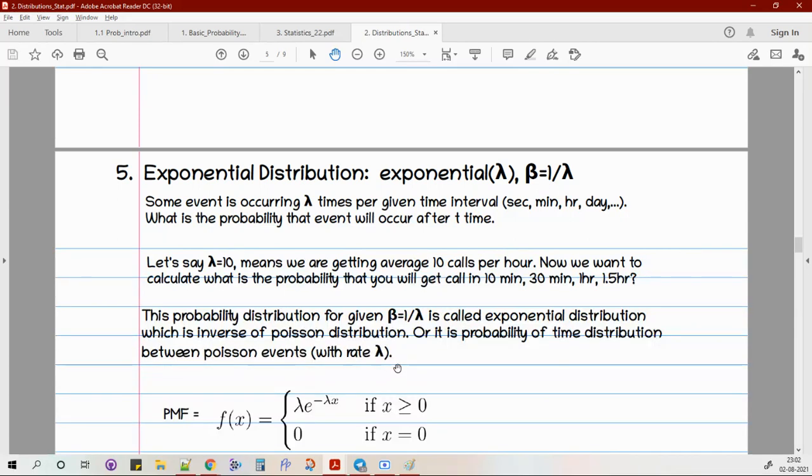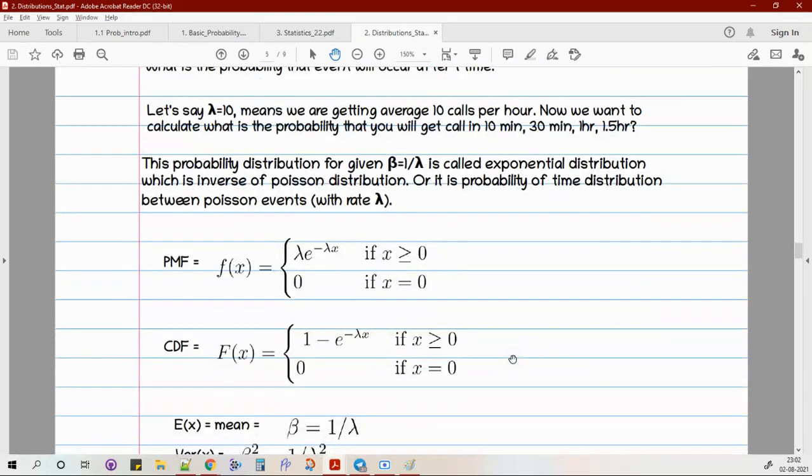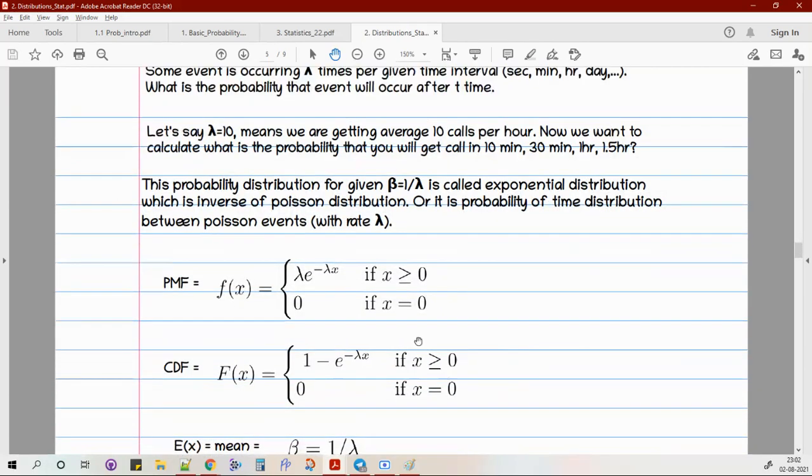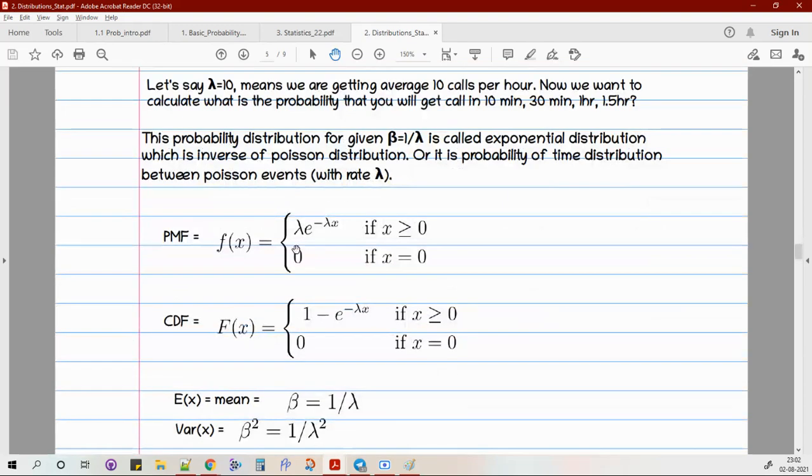The minutes per call, right? How many minutes you are getting between two calls, or what is the unit time between two calls? It is defined by the exponential distribution, and the formula is quite simple compared to Poisson. Lambda multiplied by e to the minus lambda x, right? So lambda is nothing but, see here, beta is 1 by lambda, not 1 minus, sorry, 1 divided by lambda, like that, right?